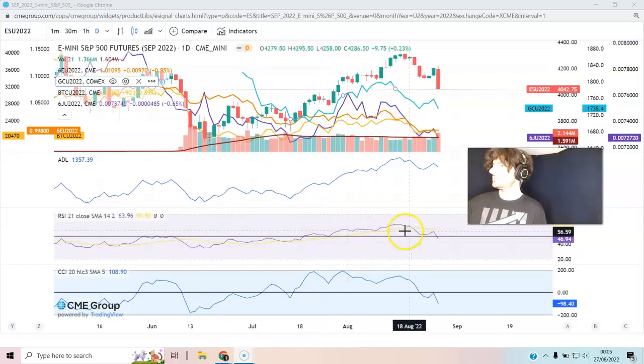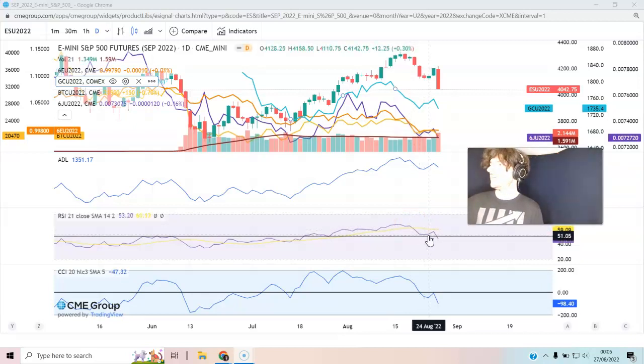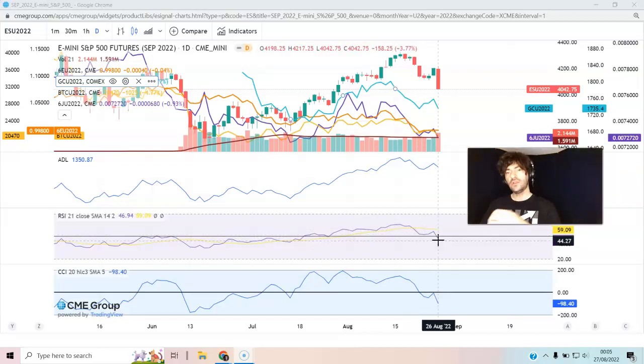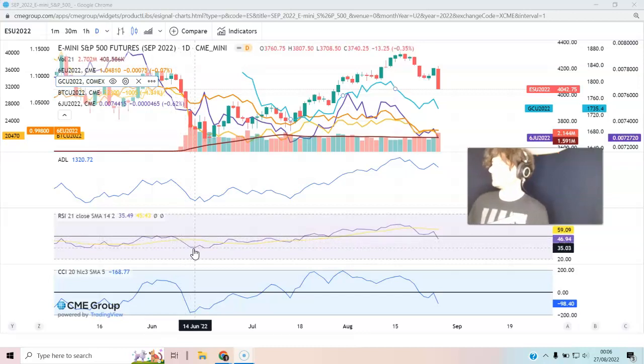RSI was slightly overbought at around 65, and it's been declining. It's not done any kind of negative divergence. It's really followed price quite closely, and we're now down below the middle line, so we're kind of neutral going into selling, not oversold yet, so we've got plenty of way to go before it's oversold. Historically, if you look back, we were below this level when we were selling sharply in June. The lowest we got was 35.